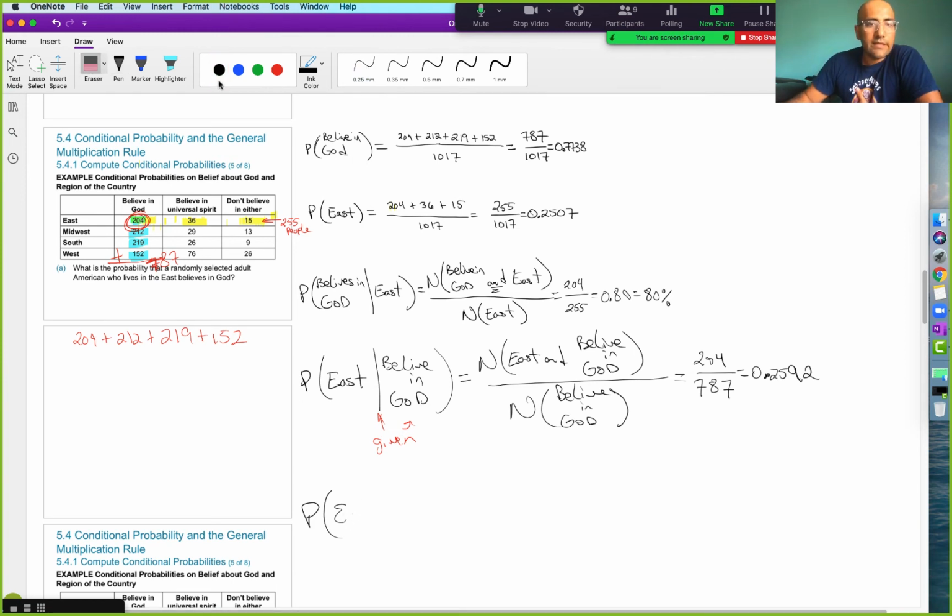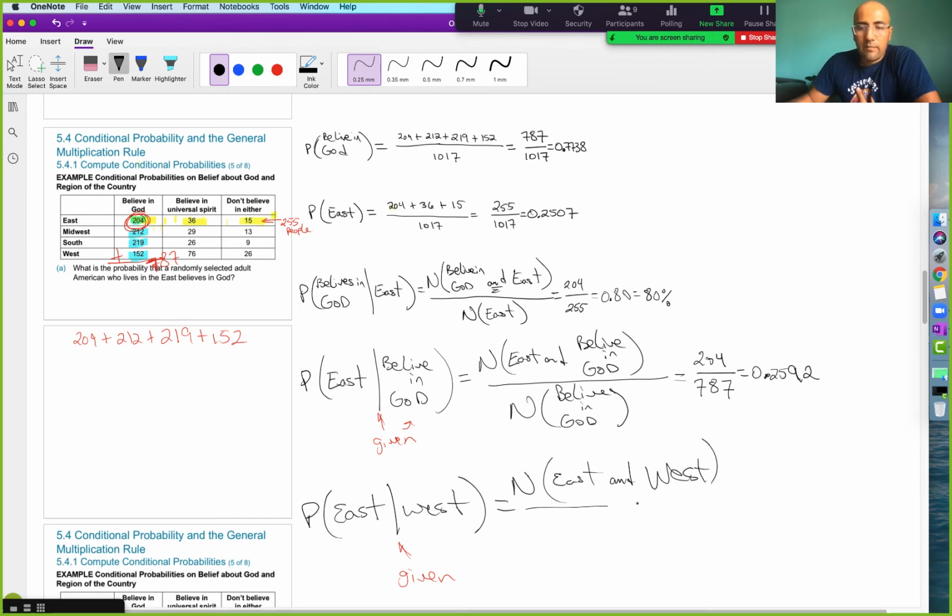Probability that someone selected lives in the East given that they live in the West. Even that sentence makes no sense. How can they live in the East but also live in the West? Following our notation style, this means the number of ways in which a person can live in the East and live in the West, divided by the number of people that live in the West.